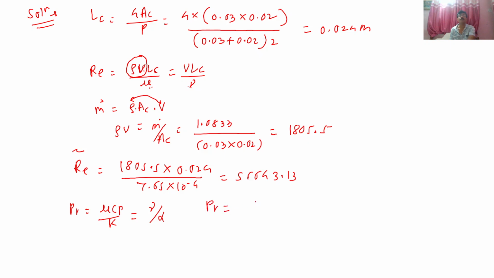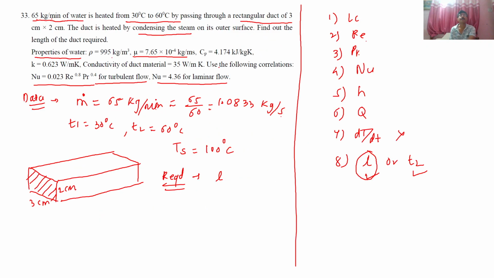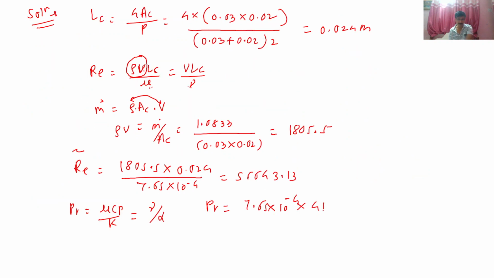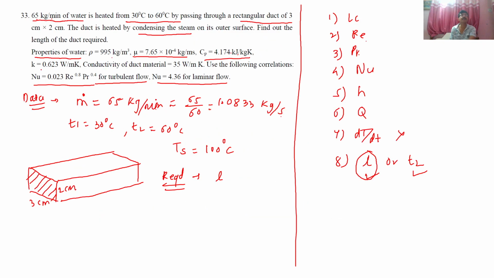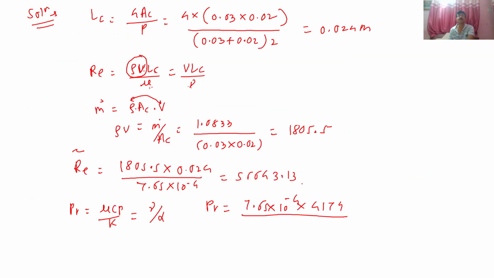So I will do it. Prandtl number is mu Cp by K. What is mu? 7.65 into 10 raised to minus 4. What is Cp? It is given in kilojoule. Convert it into joule. So it is 4174 multiplied by 1000, no? 4174 divided by K. What is thermal conductivity K for water? 0.623. So Prandtl number turns out to be 5.1253. I think I got now the Reynolds number and Prandtl number.